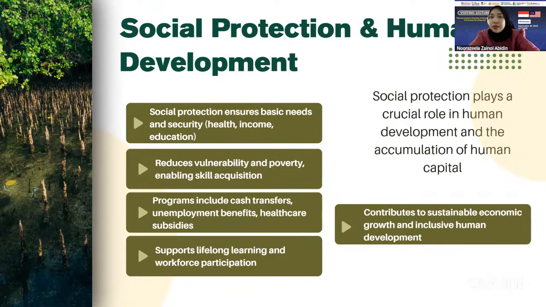By protecting the household from shocks such as illness, unemployment, or economic crisis, the social protection enables people to pursue education and training rather than dropping out to meet the immediate needs. For example, these include cash transfer programs, unemployment benefits, food or healthcare subsidies, and social insurance schemes. So these programs directly support human capital development by providing the resources and security needed for skill.